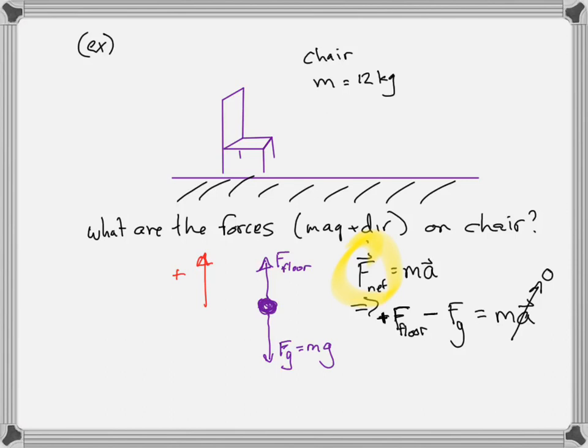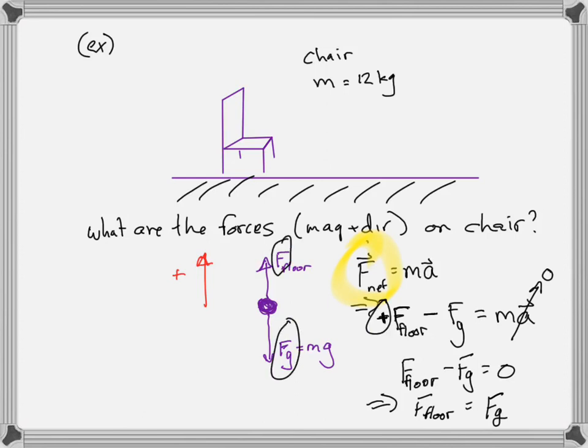So you can see, and this is where you could have done this without explicitly applying Newton's second law, probably. F floor minus Fg equals 0. So therefore, the magnitude of F floor equals the magnitude of the weight. The magnitude of this force equals the magnitude of this force. The fact that they're in opposite directions was already taken into account.